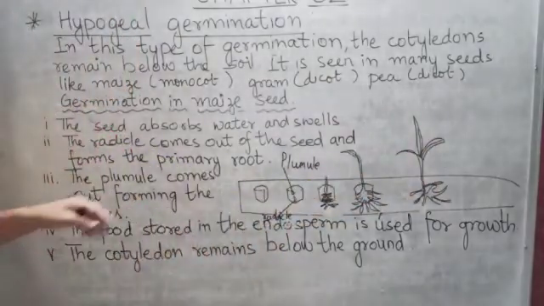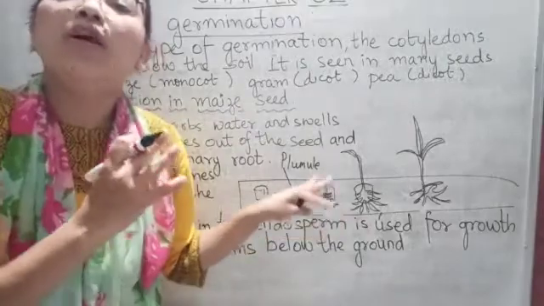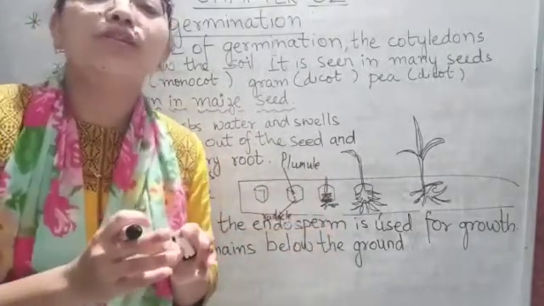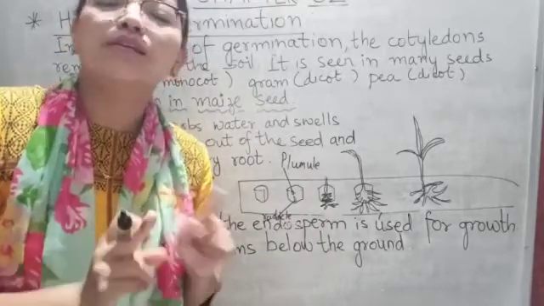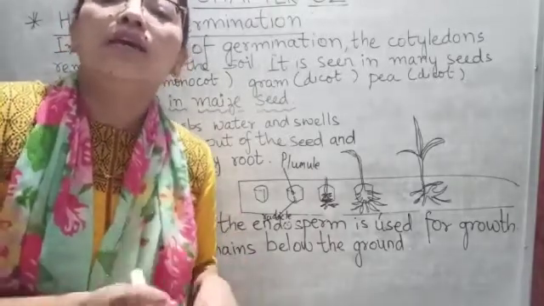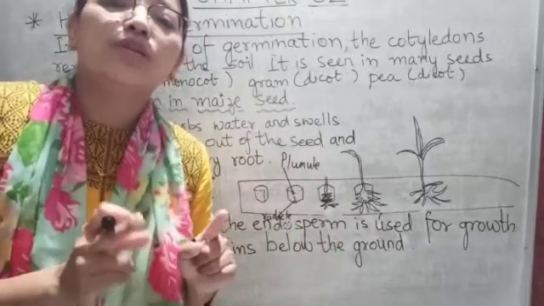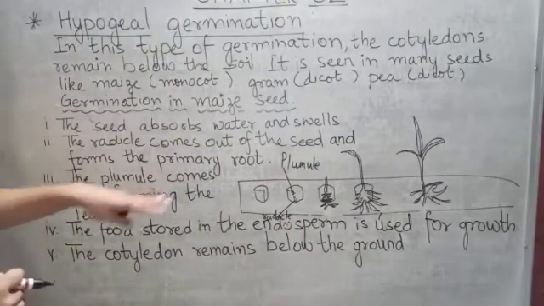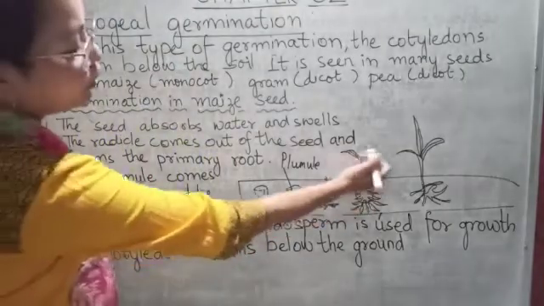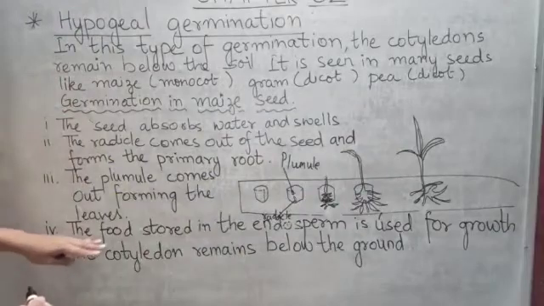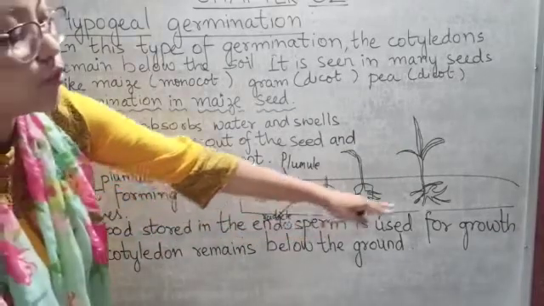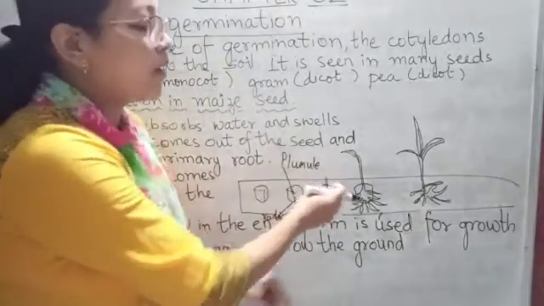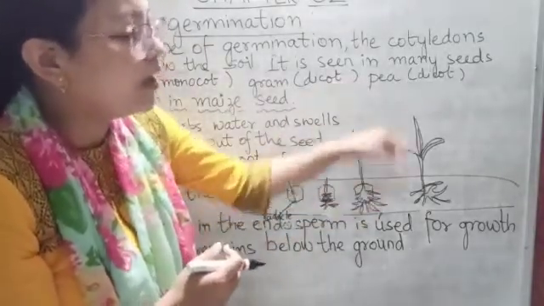Now here, since we are taking the example of maize, which is a monocot, food is stored in the endosperm. It is not stored in the cotyledon. In a dicot seed, food is stored in the cotyledons. So the plumule comes out forming the leaves, as I just told you, and then the fourth step is that the food stored in the endosperm is used for the growth of the plant.